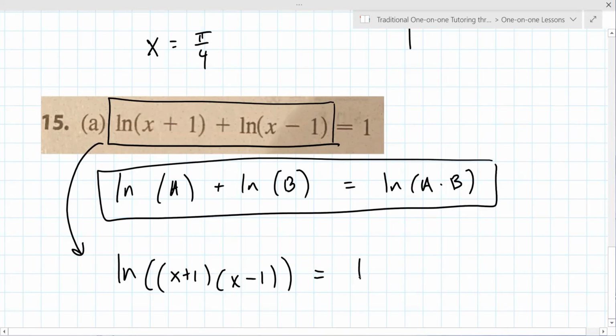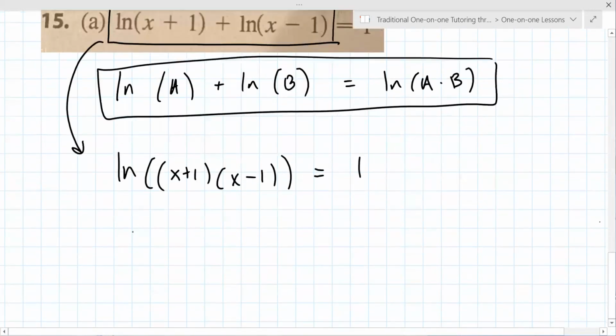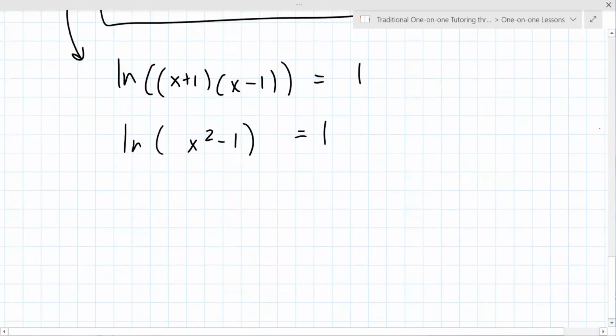Is that okay so far? Okay. Now, you could choose to multiply what's inside. This is difference of squares. So it simplifies to x squared minus 1. If you FOIL it, you will see that, but it is difference of squares. And from an earlier problem we did, how do you undo ln? You undo ln with e.